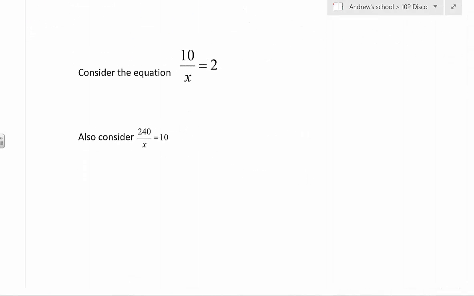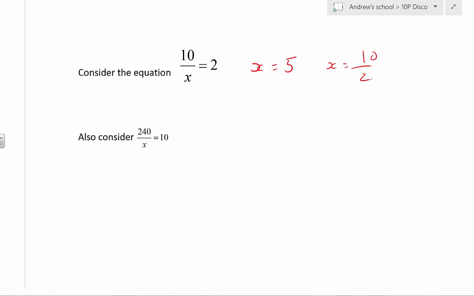Consider the equation 10 divided by x equals 2. 10 divided by what equals 2? And I hope you'll agree that the answer is obviously x equals 5. Well, how do we get 5 from 10 and 2? And the answer, I hope you'll agree, is x is 10 divided by 2.